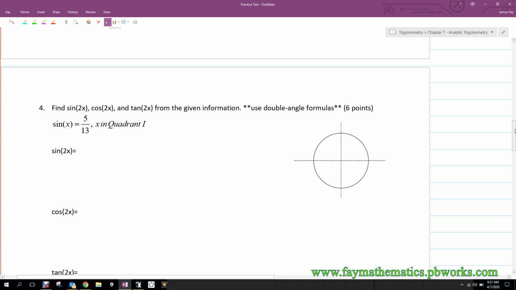All right, so next one says it's really the same type of problem. Find sine of 2x, cosine of 2x, and tan 2x given the following information. Remember, sine of 2x is 2 sine x cosine x. Okay, so I need to use this 5/13. So sine is 5/13. So that's 169 minus 25, 144. So it'd be 12.